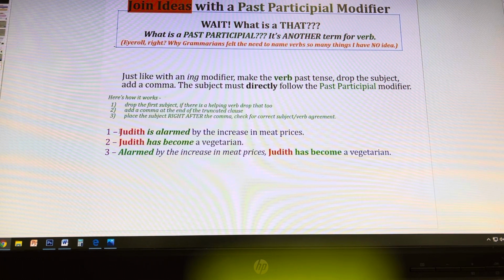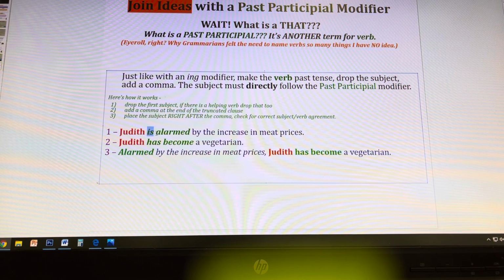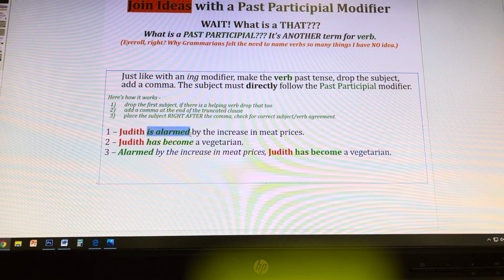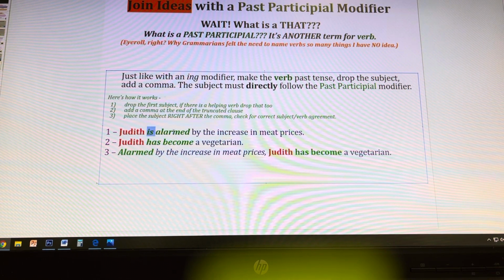Let's look at these. Judith is alarmed by the increase in meat prices. Judith has become a vegetarian. So first thing, we're going to make sure that this verb is a past tense verb. Now with the helping verb is, it is not, because is current present tense. So if we drop the is, which is only a helping verb anyway, and we have the verb alarmed, that becomes a past tense verb.